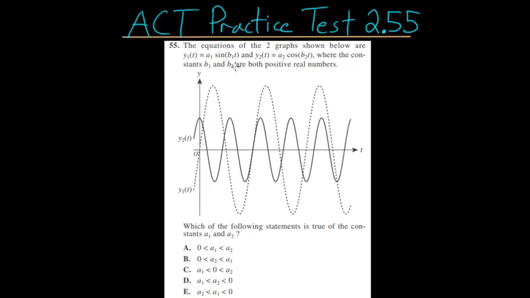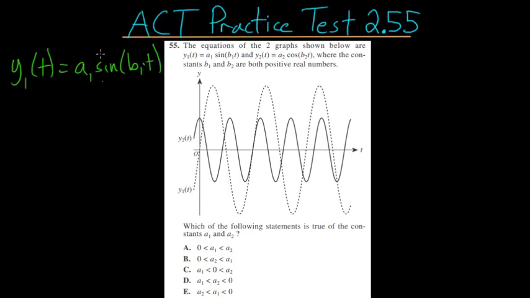So let's first try and understand the basic roles that these constants a and b play in either of these sinusoidal functions. So let's first just look at y1 of t, since if we can analyze and figure out what a and b are in this function, then those same properties would apply to this function. So let me rewrite y1 of t is equal to a1 times the sine of b1 times t.